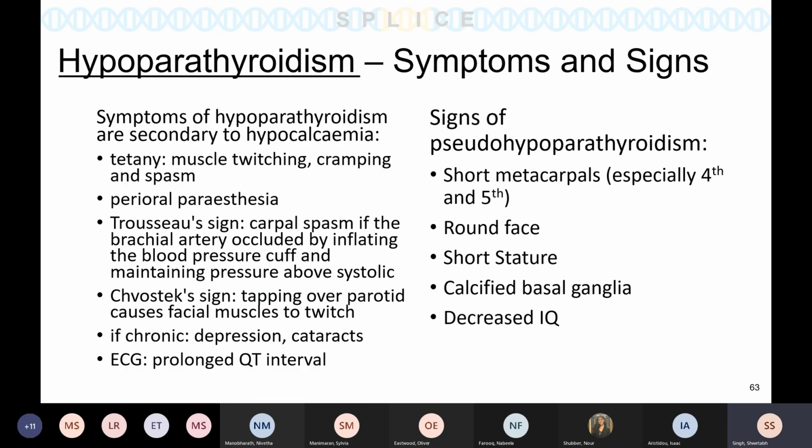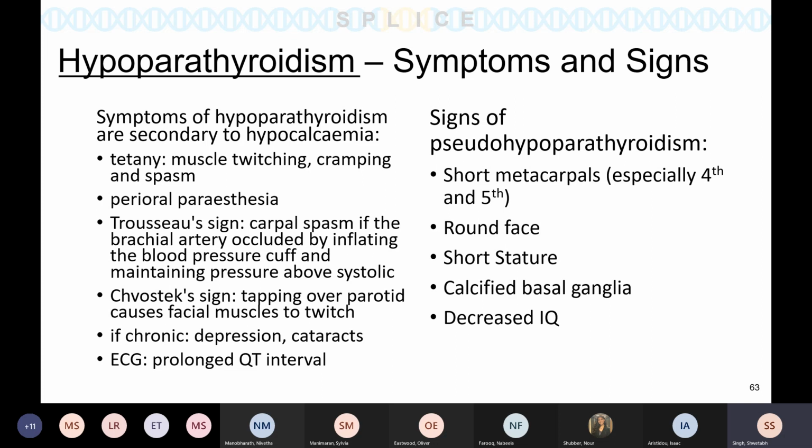Okay, so symptoms and signs of hypoparathyroidism. It's the complete opposite to hyper. So you're looking at symptoms secondary to hypocalcemia. You've got tetany, so muscle twitching, cramping. Perioral paresthesia, a classic thing for hypocalcemia that you'll see in SBAs, is somebody with a tingly mouth or tingly feelings around their mouth. It's such an odd sensation to have, and it's very specific to hypocalcemia. You've got Trousseau's sign as well, and Chvostek's sign, which you can look for as well.